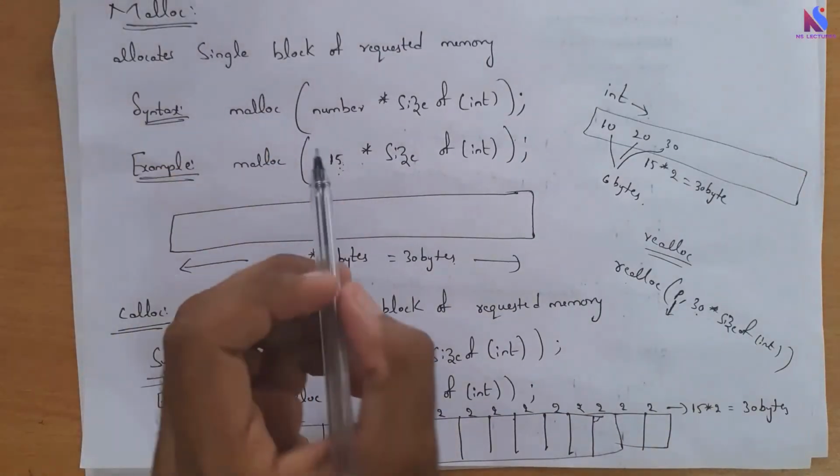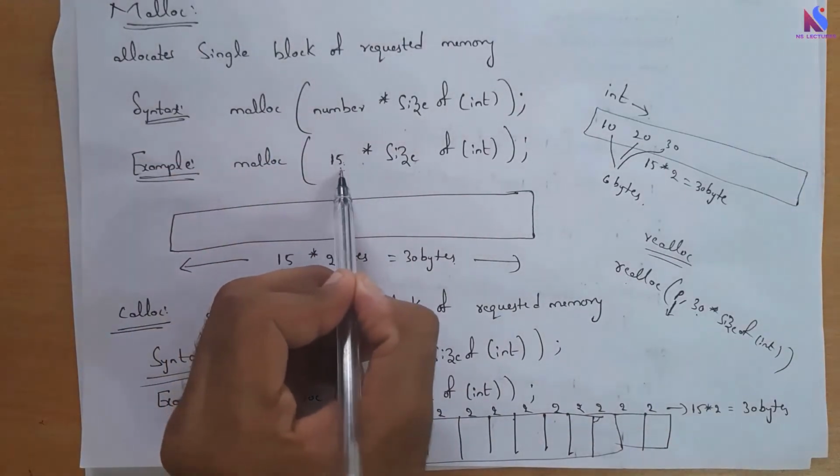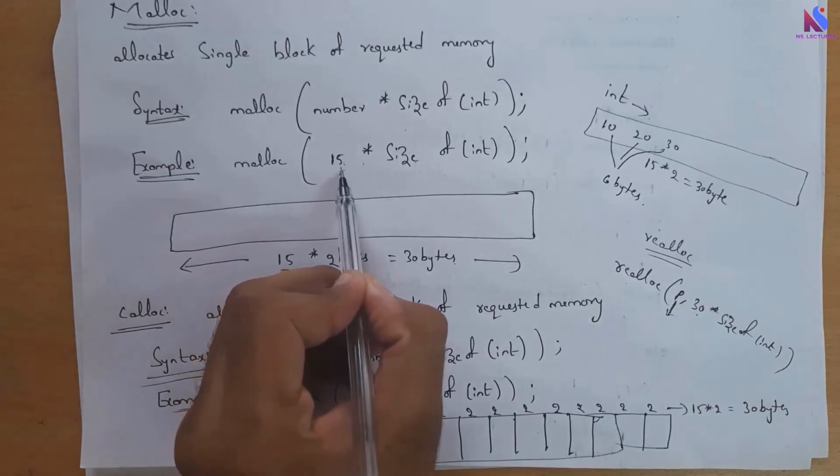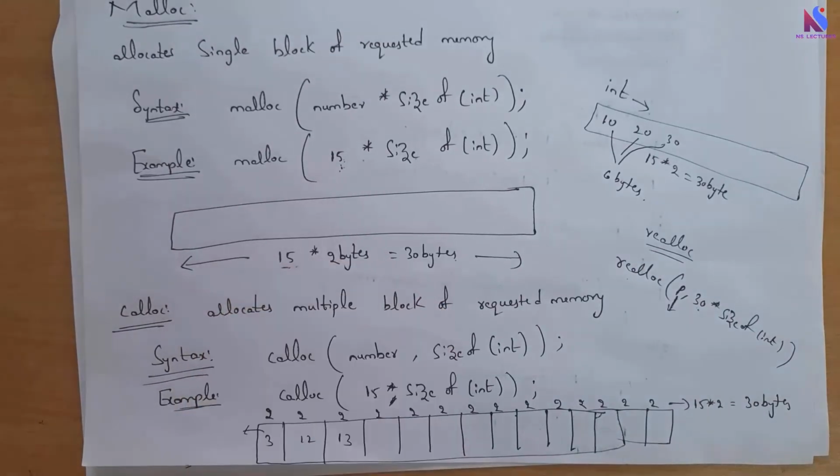Whatever memory you assigned, you need to delete this memory at last. You can delete this assigned memory by using the free function. This is the use of the free function. I will explain programs for this.